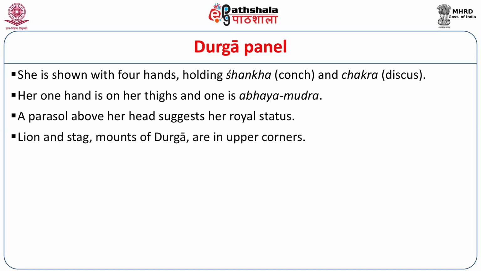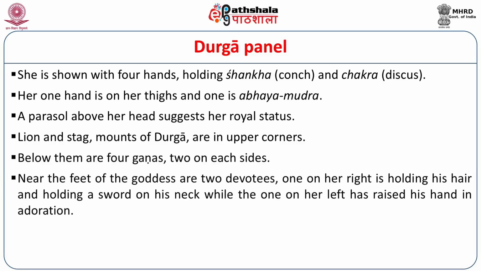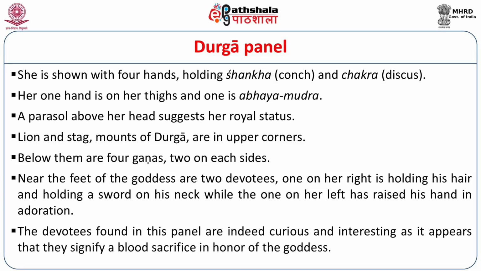The lion and the deer, the stag, mounts of Durga, are in the upper corners. Below them are 4 Ganas, 2 on each side. Near the feet of the goddess are 2 devotees. One on her right is holding his hair and holding a sword to his neck, while the one on her left has raised his hand in adoration. So the devotees found in this panel are indeed curious and interesting, as it appears that they signify a blood sacrifice in honor of the goddess.